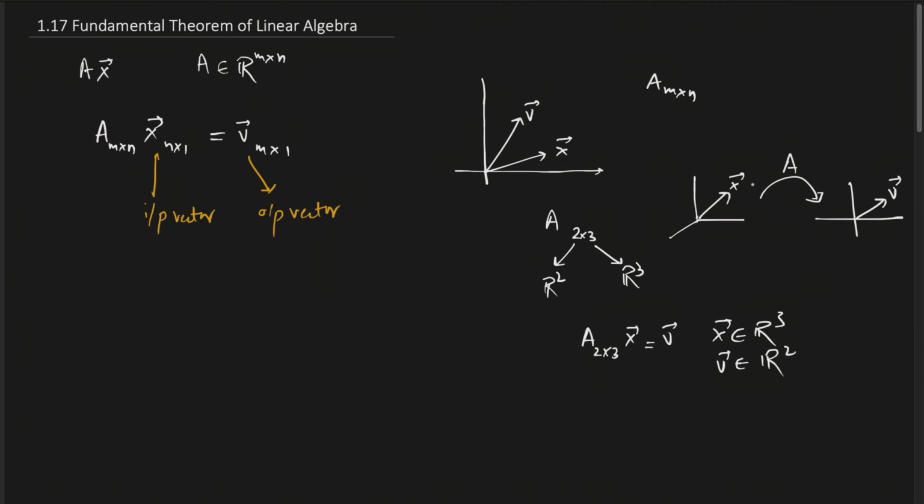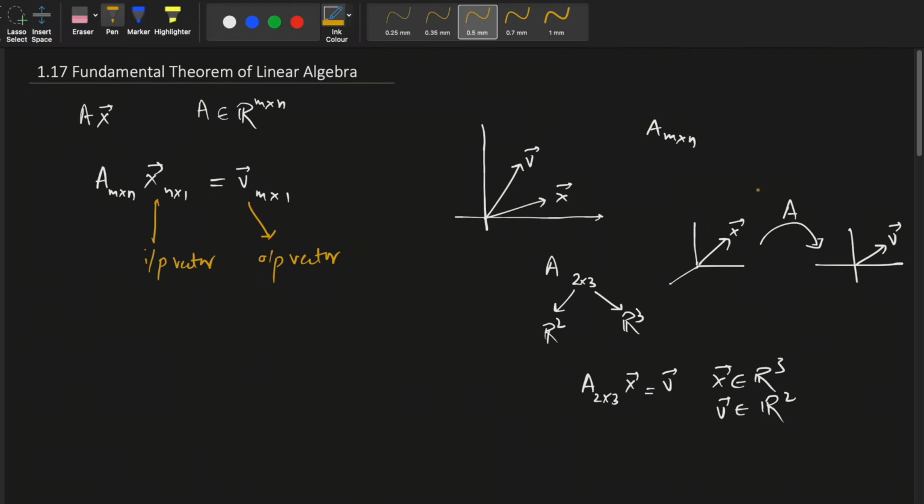Okay, so this x is nothing but the input vector, and this v is nothing but the output vector. So this is your input vector space, and this is your output vector space.